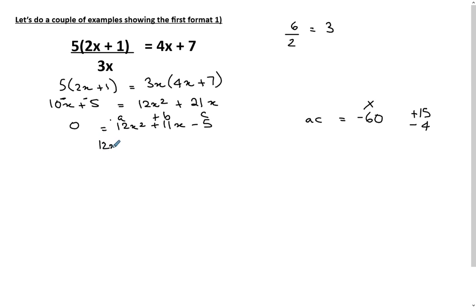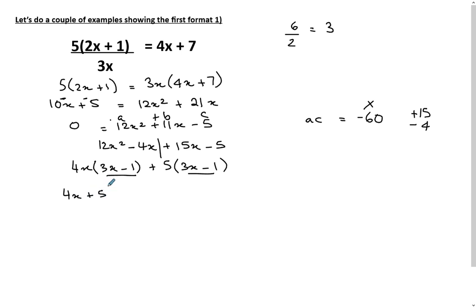So I've got 12x squared, and I'm going to write the plus 4x minus 4x first, because I'll show you when we split and factorize, the 12 and 4 have something in common. And then I've got plus 15x minus 5, and the 15 and the 5 have something in common. And then you split and then you factorize. So you've got 4x(3x minus 1) plus 5(3x minus 1). Those two brackets have to be the same, and then it ends up being double brackets: (4x plus 5)(3x minus 1).